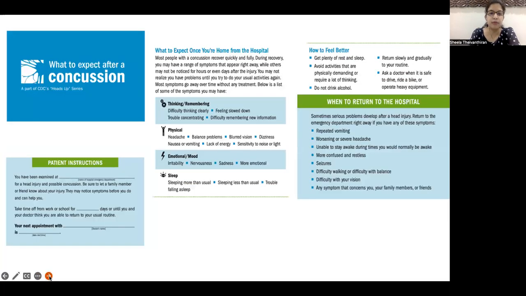This is another one, provided to us by the CDC. Any of these are available freely for you to use, or you can design your own. It also tells you how to feel better and to get better.